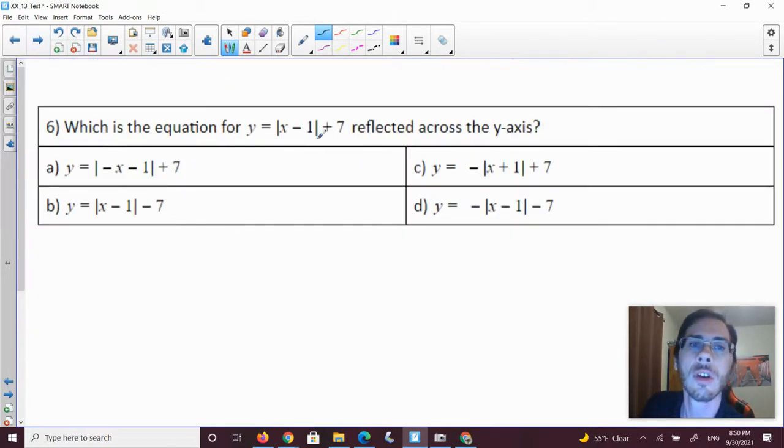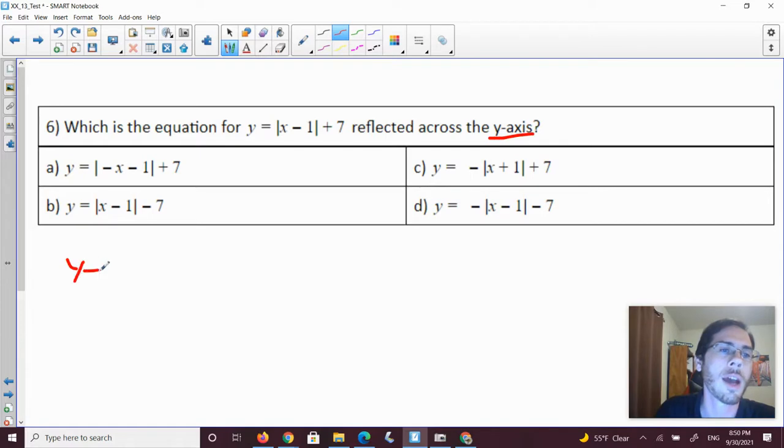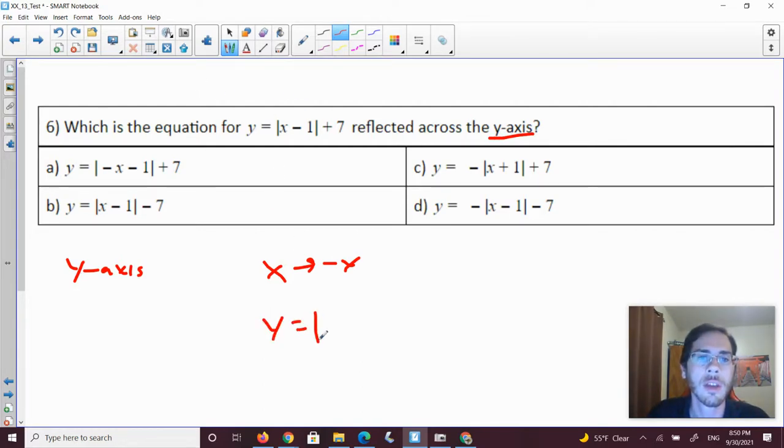For number 6, what's the equation for y equals x minus 1 plus 7 reflected across the y-axis? So again, whenever we reflect across the y-axis, it means we have to change x's to negative x's. So we're going to come up here and change all the x's to negative x's. Y equals negative x minus 1 plus 7. And it turns out A is the choice that we have.